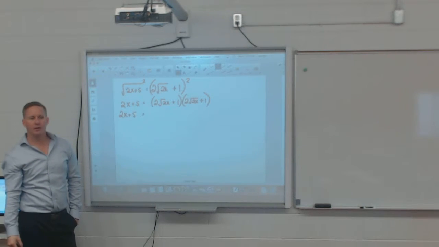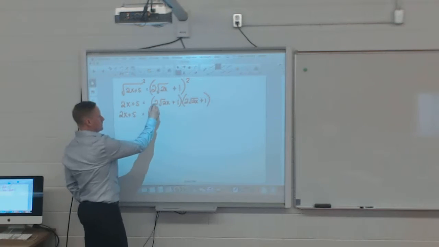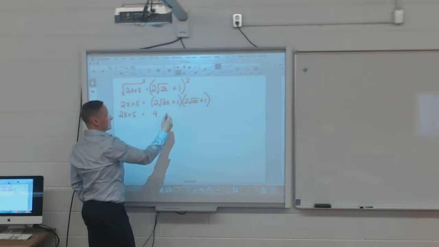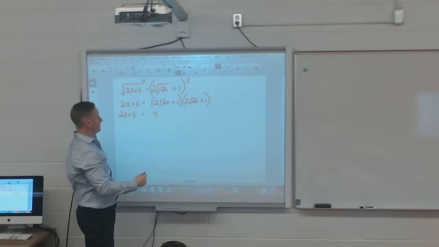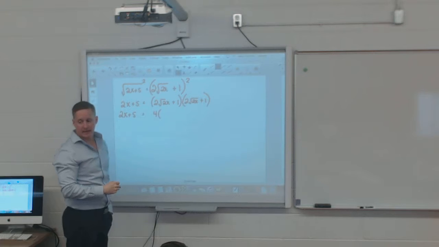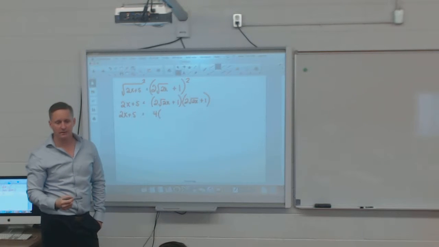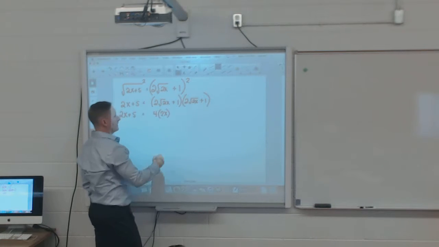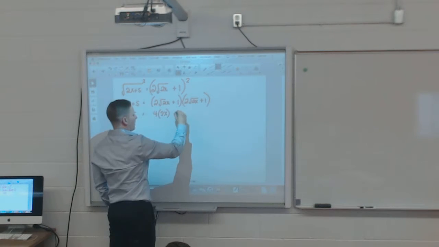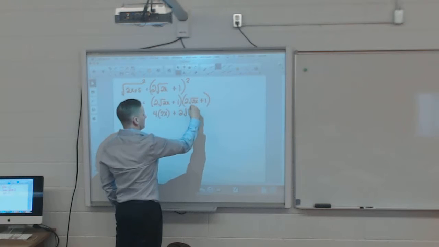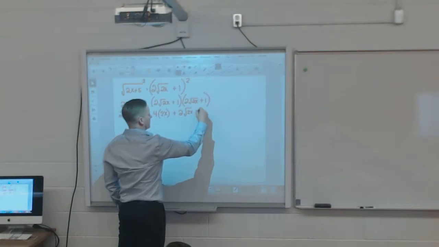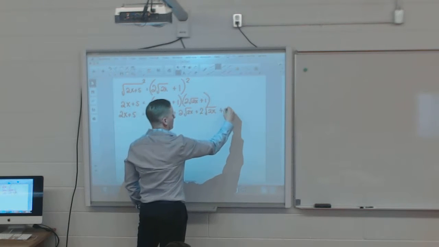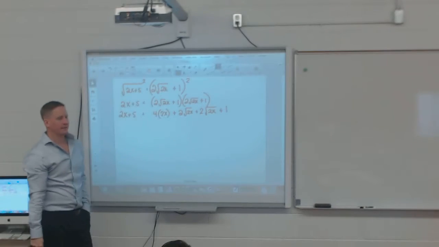Okay, so now I'm going to FOIL this. 2 times 2 is 4. Root 2x times root 2x is? Yeah, which is actually what though? Just 2x. So I'm going to write that as 2x. Okay? 2 root 2x times 1 is just the same thing. 2 root 2x plus, do the same thing here. 2 root 2x. And then all of that is right there. Okay?